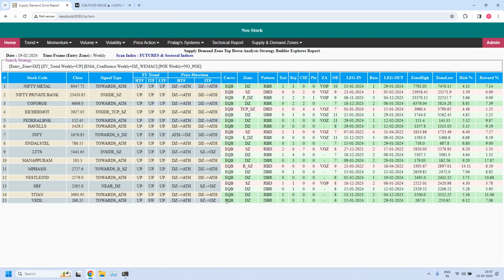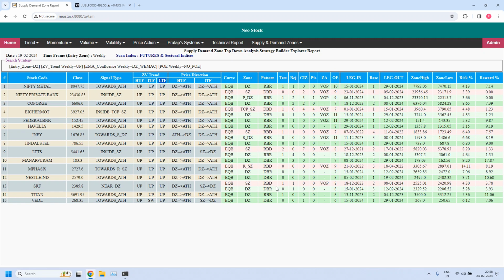See, these 15 stocks are filtered. That means all these 15 demand zones are having EMA Confluence, and all these 15 demand zones are LTF. In this report it is showing LTF because you selected the entry zone as weekly. So see, the trend is uptrend for all these stocks. Later on you will use this zone as either ITF or HTF when you want to go for the trade.